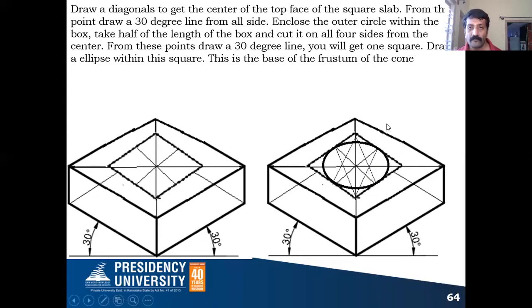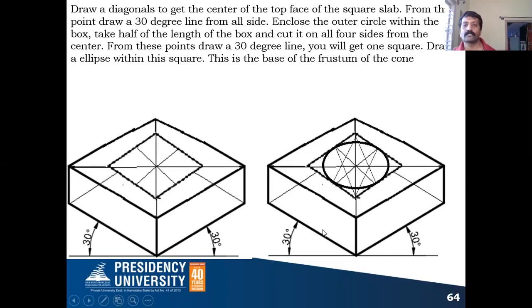Let me take this point first. This as the center, either this or this as the radius. You draw an arc, this portion of the arc. You can draw it with the help of your compass. Similarly, from this as the center, either this or this as the radius. You draw this particular portion of the arc.